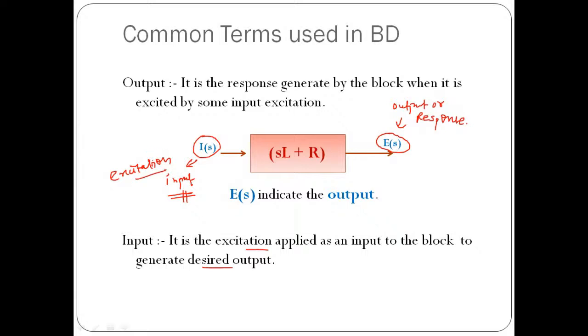So in control systems, output is known as response, input is known as excitation. That you have to remember. So here I of S indicates the input. I want everyone to please note down this point, what exactly output is, what exactly input is.